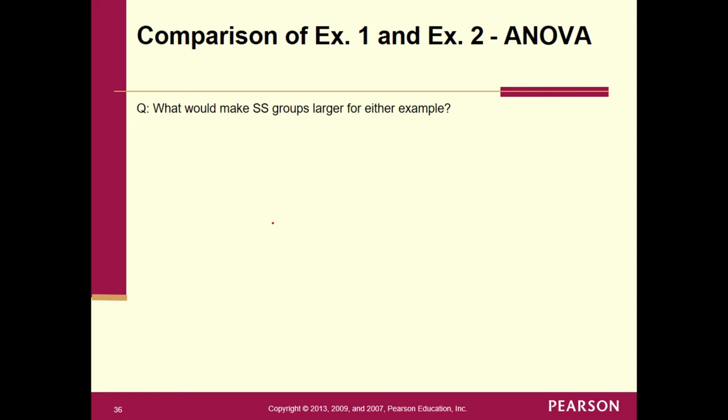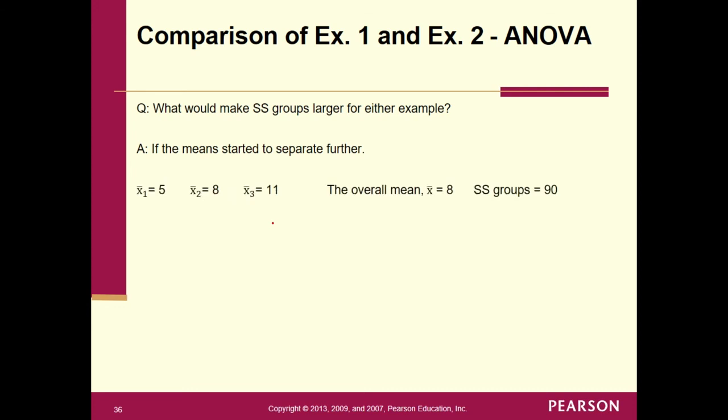So what would make SS groups larger for either example? If the means started to separate further. For example, if you had 5, 8, and 11 and the overall mean was 8, SS groups would be 90. But if I made them further apart, so instead of 5, 8, and 11, now it's 0, 8, and 16, the overall mean is 8. What's going to happen to SS groups? It's going to go up, because they're getting further apart. The further apart they are, the higher SS groups goes.